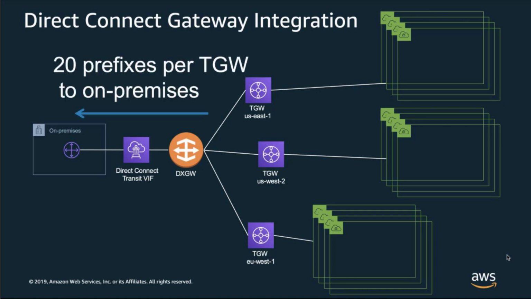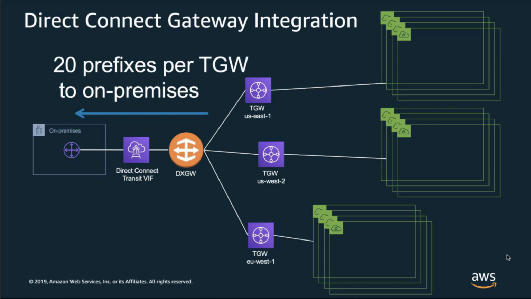Some important things to note before you start implementing this. We allow 20 prefixes per transit gateway to the on-prem environment, so certainly plan through that. You could do route summarization, always easier said than done. There is going to be some IP planning and thought that goes into this to make sure that you can fit within these limits and have this connectivity to your on-prem.